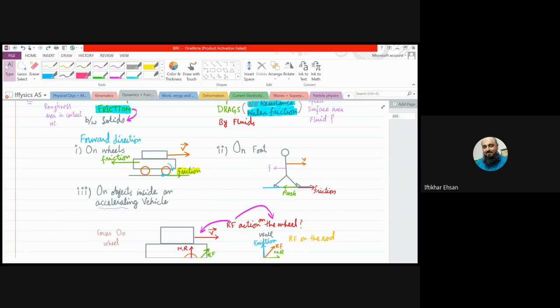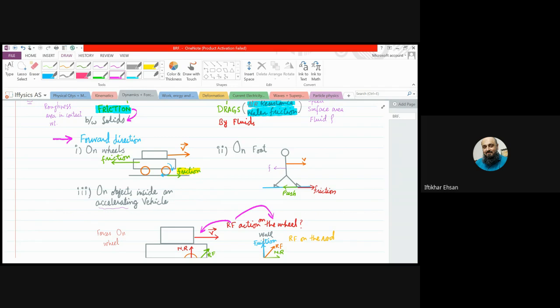Friction gives us fire. Whenever we have to make a fire, we rub the matchstick or a stone against another stone. So the friction gives us heat and fire. Now, the main point of today's concern: the friction can be in the forward direction as well. Can you give me examples in which situations the friction will be forward?